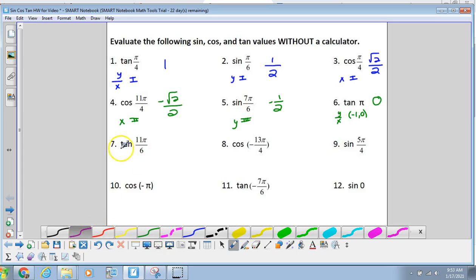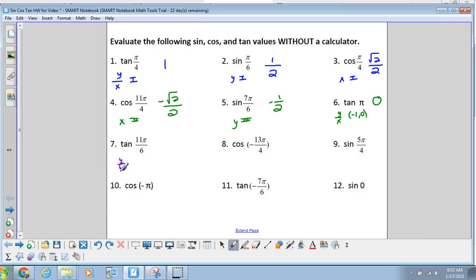Okay, next we have tangent of 11 pi over 6. Remember that tangent is our y over x. 11 pi over 6 is in the fourth quadrant. And in our pi over 6 family, that y over x would be 1/2 divided by root 3 over 2, which comes out to be root 3 over 3. Since that is in the fourth quadrant, it is a negative root 3 over 3.